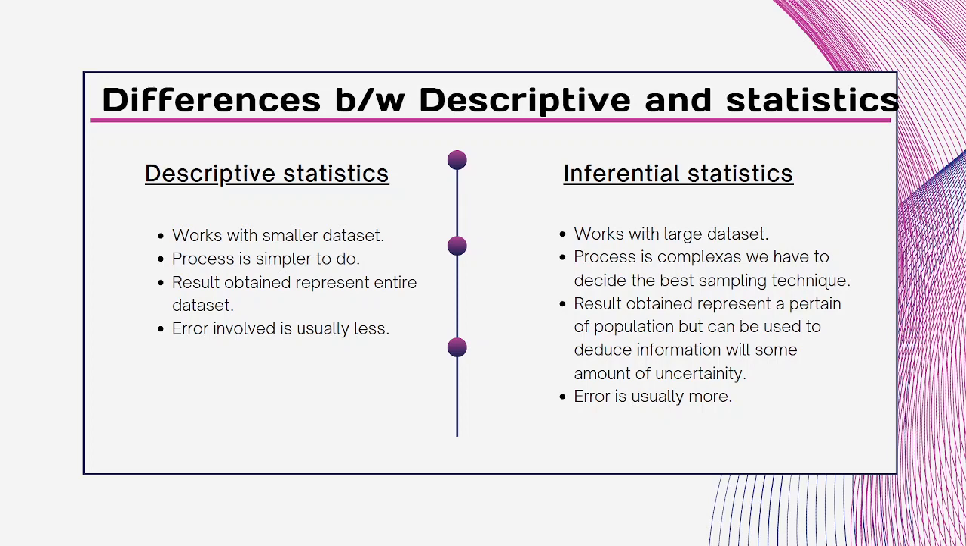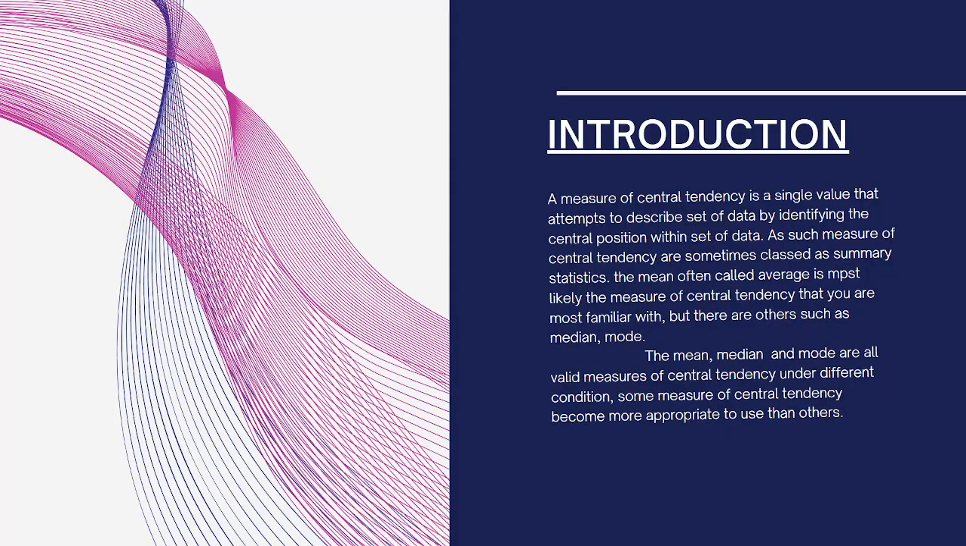What's the difference between descriptive statistics and inferential statistics? Descriptive statistics works on a smaller dataset. Its process is simpler. The result obtained represents the entire dataset, and the error involved is usually less. Inferential statistics works with a larger dataset. The process is complex. We have to decide the best sampling techniques. Error is usually more, and the result often represents a pattern of the population, so it can be used to reduce the information with some amount of uncertainty.